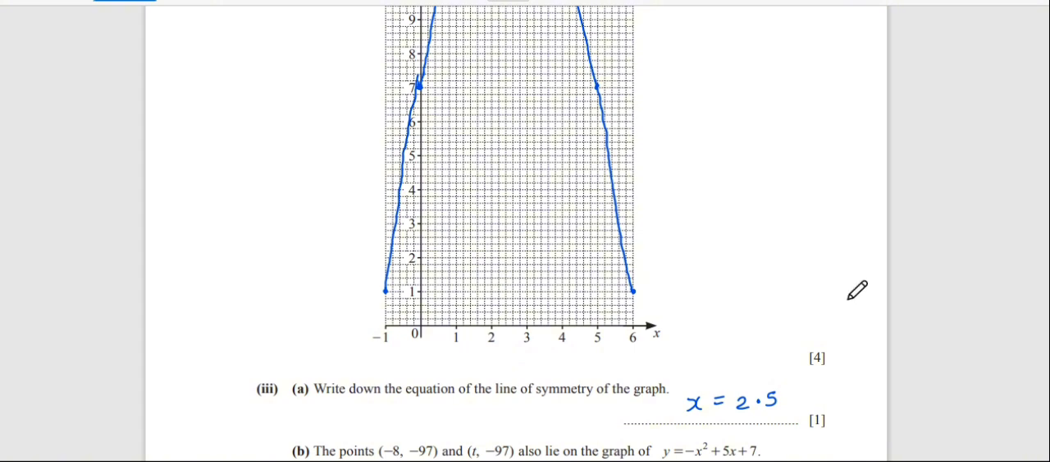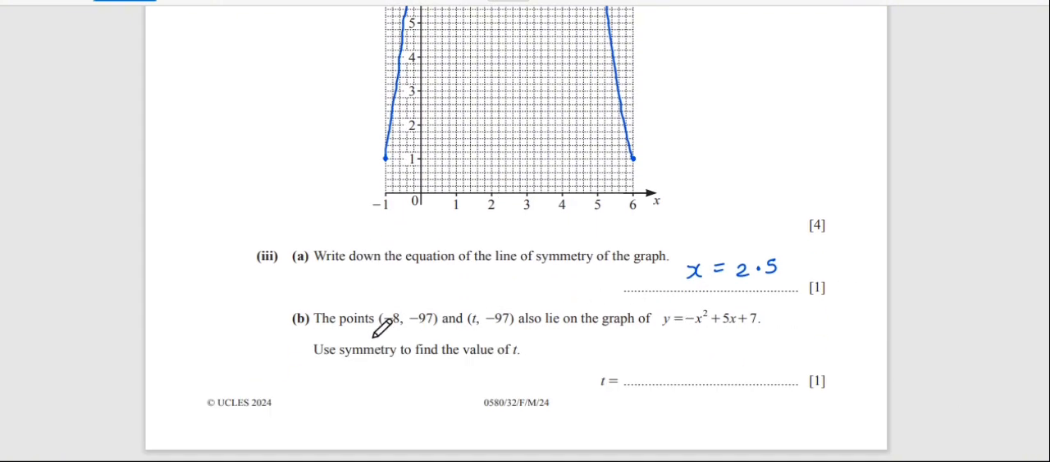All right, so they said the point minus 8, that's when x equals minus 8, and this t also lie on the graph of this. Use symmetry to find the value of t. They say you should use symmetry to find the value of t. It's very simple. So from 2.5, which is here, how many steps are you going to move to get minus 8? So that will give you one, that's 8 here, 9, 10, 10 and a half.